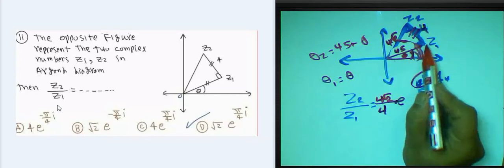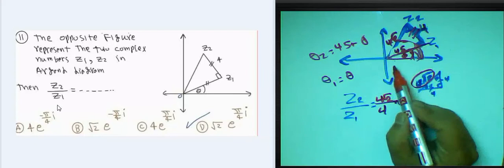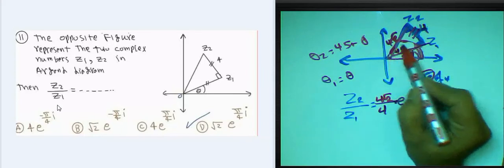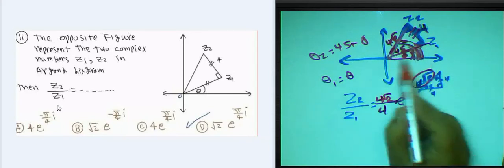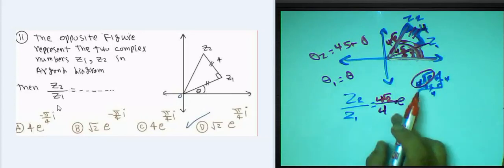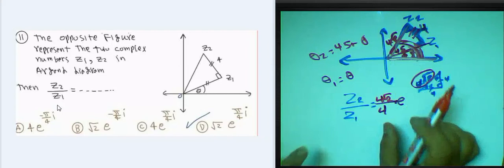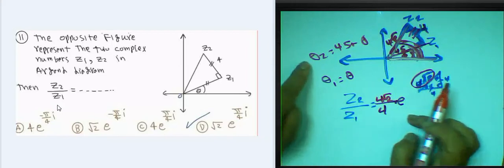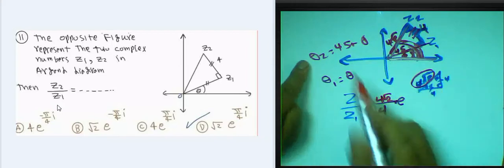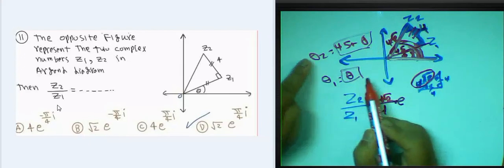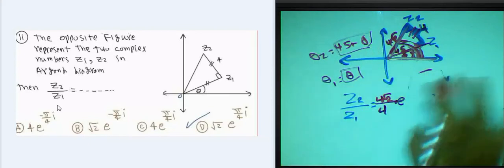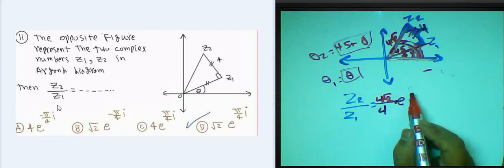The angle about Z1 is theta here. And the angle about Z2 is all this angle to the original side length here, theta plus 45. If we divide them, we must subtract theta 2 minus theta 1. Then 45 plus theta subtract theta will be 45. We can write here 45, and 45 means pi over 4.